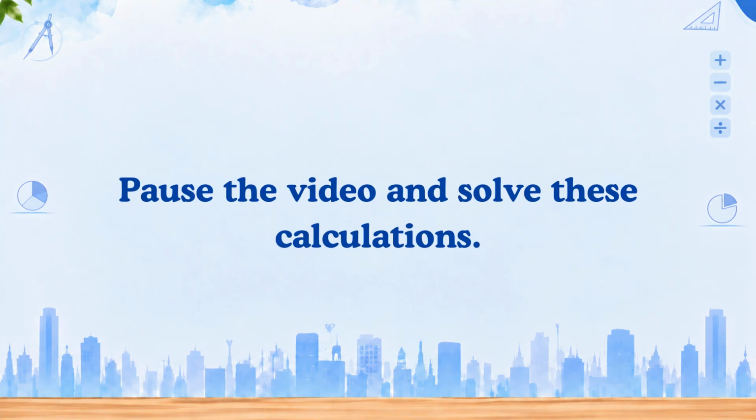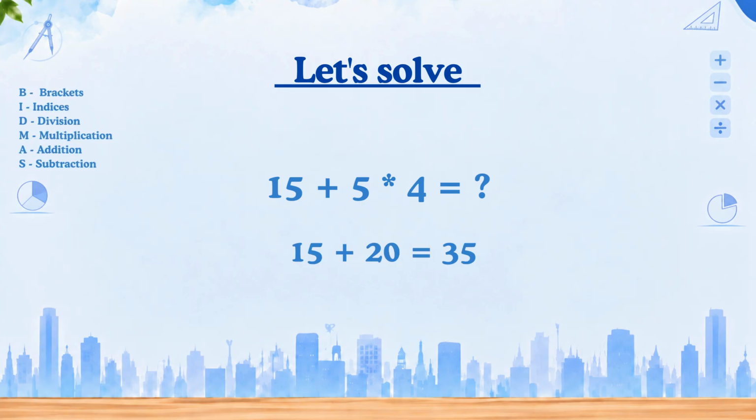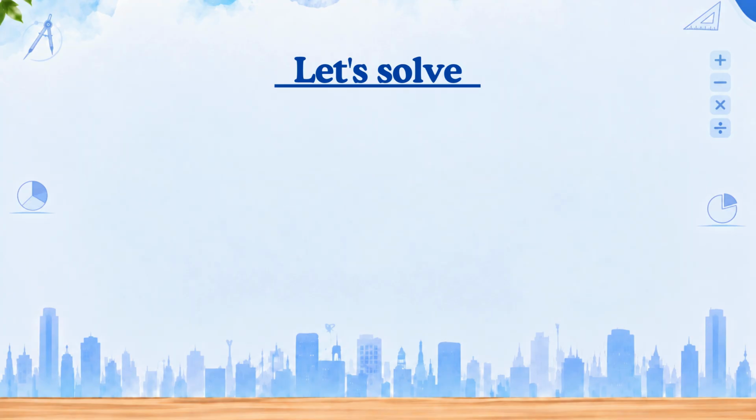Pause the video and solve these calculations. The first one is 15 plus 5 times 4. So the answer for the first question is 35. Let's have a go at the next one. The next one, 15 plus 5 is in brackets, so the order changes. Can you have a go at this one?